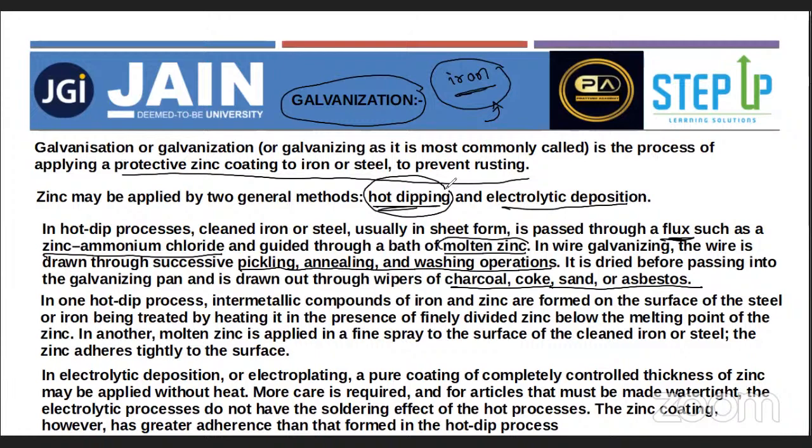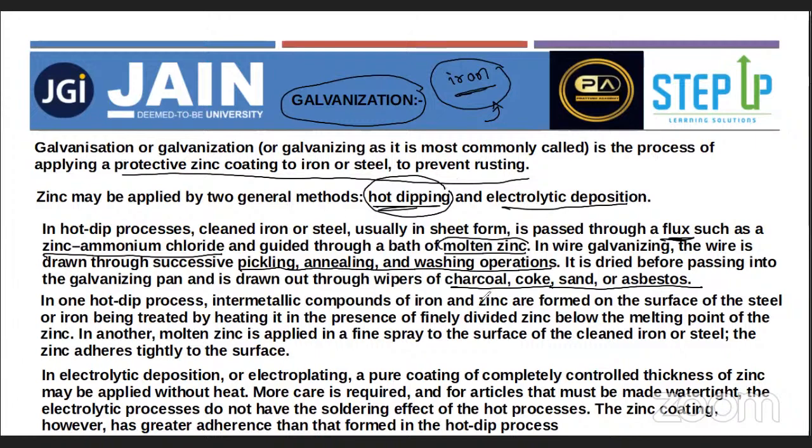You're trying to apply the layer of zinc over it, and then you're trying to clean it. Once one thin layer of zinc is applied, it is taken into the galvanizing pan, and then it is drawn out through wipers of charcoal, coke, sand, or asbestos. Any one can be used. Why? They are insulators, so that the temperature by the time it comes out is okay.